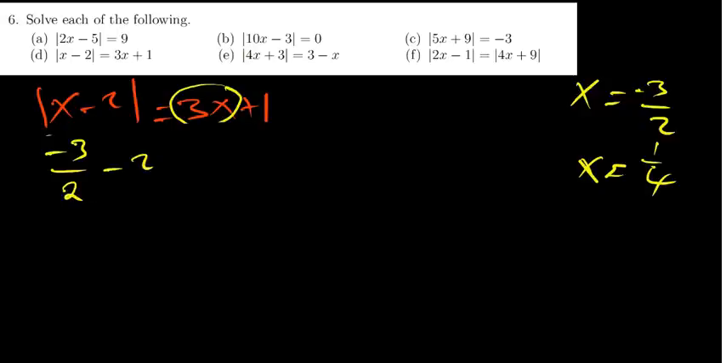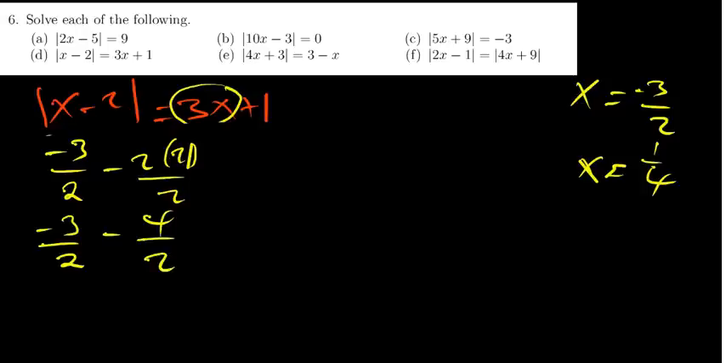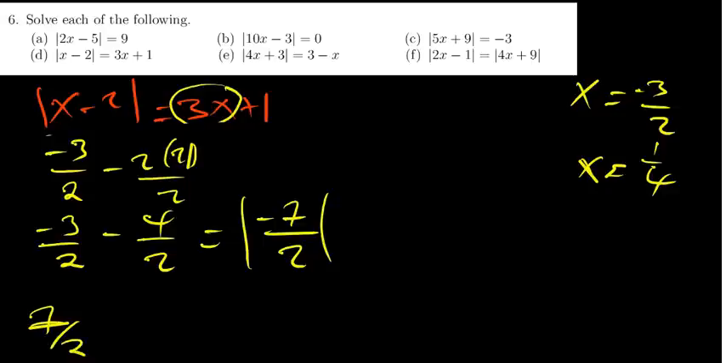This is the same as times 2 divided by 2. But you can find the common denominator, that is just okay. So you're going to have negative 3 divided by 2 minus 4 over 2. So I'm going to have negative 3 minus 4, that is going to give me negative 7 over 2. But since it is in the modulus, it's going to be 7 over 2.